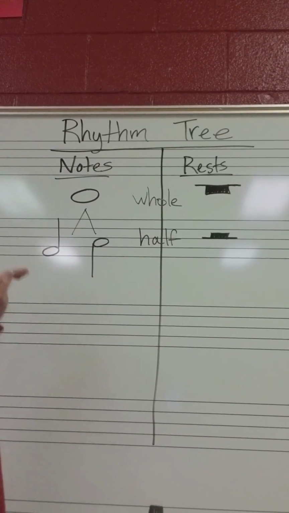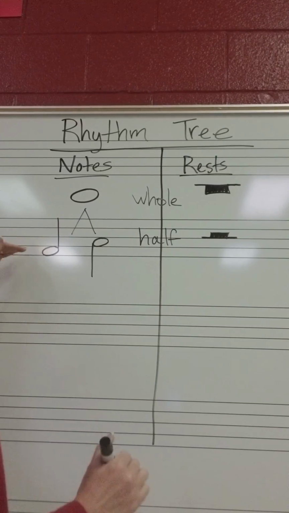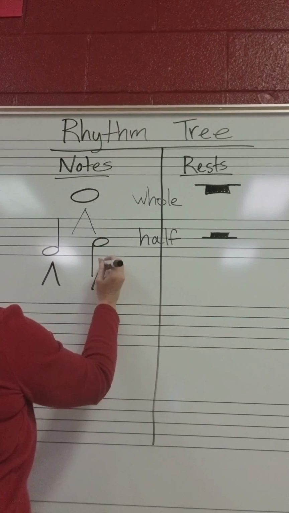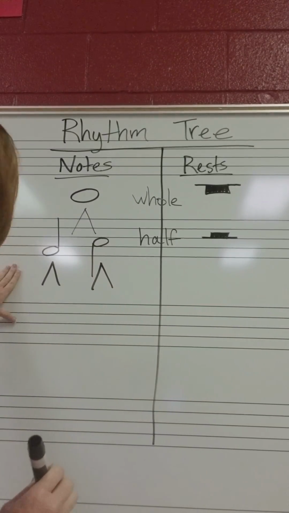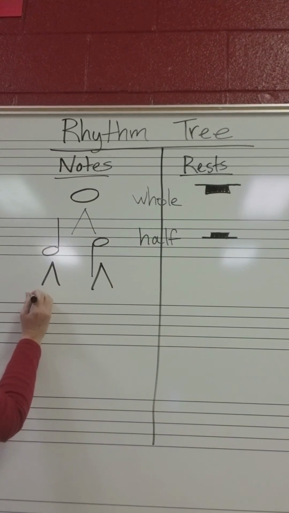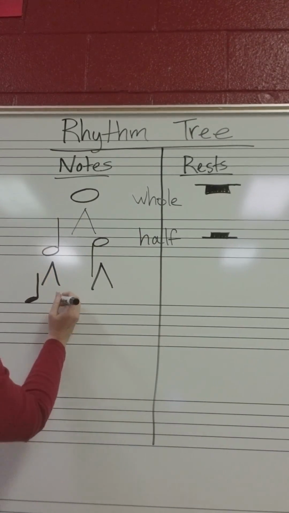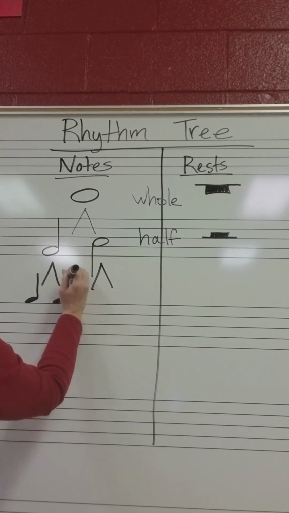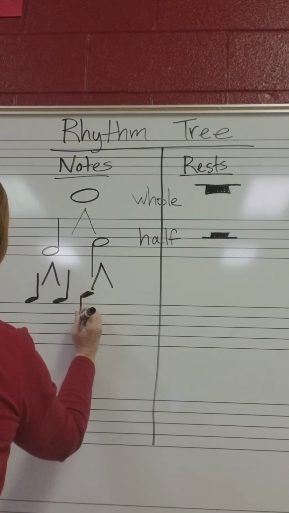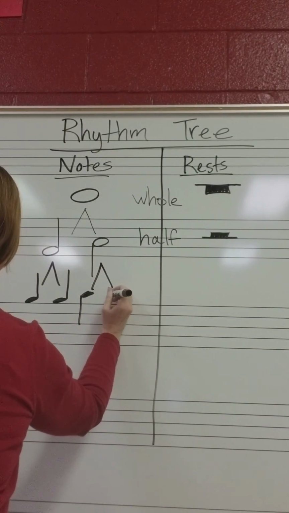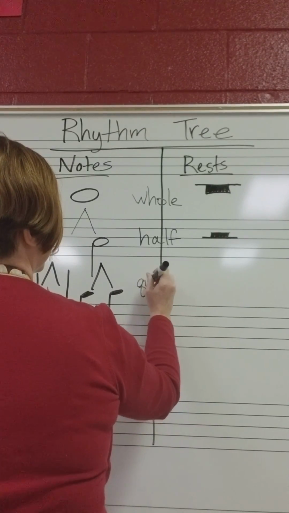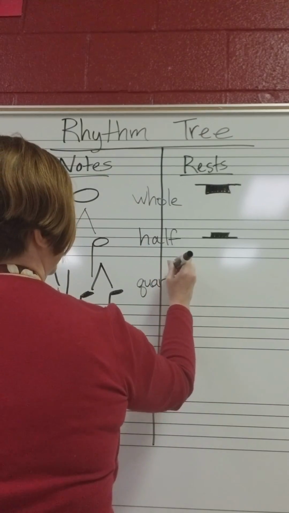So from here, half of a half is a quarter. So I'm going to split each half. And I'm going to do the same thing, but I'm going to color in the note heads. So here, color in my note head, and the stem goes up. And here, I'm going to color in the note head, but have my stem going down. And I'm going to go ahead and write the word quarter right here.